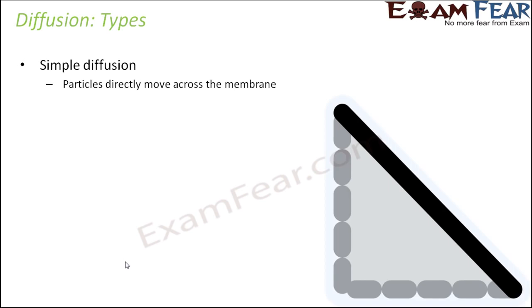Let us take an example of a region which has a slope like this. The top of the slope denotes the region of high concentration, and the bottom of the slope denotes the region of low concentration. Simple diffusion is that type of diffusion where the particles directly move across the concentration gradient. This particle independently moved from a region of high to a region of low concentration. It did not need anyone's help or any other particle's support. So it happens by itself across a concentration gradient. That is simple diffusion.